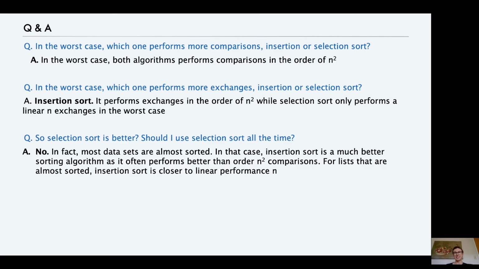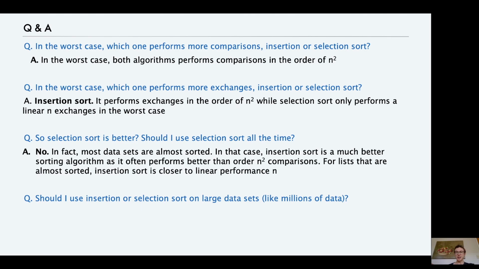So the reason for this is when the array is almost in sorted order, each element doesn't need to shift that far to get to its correct position. In that case, we only do closer to a linear number of exchanges and a linear number of compares. So in practice, insertion sort often works much better than selection sort.